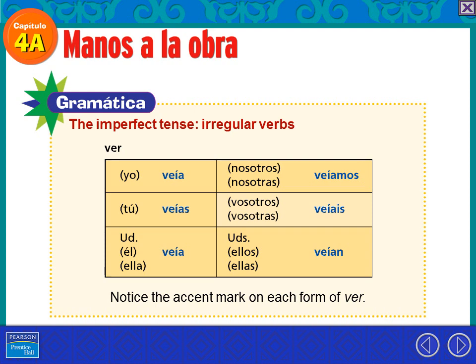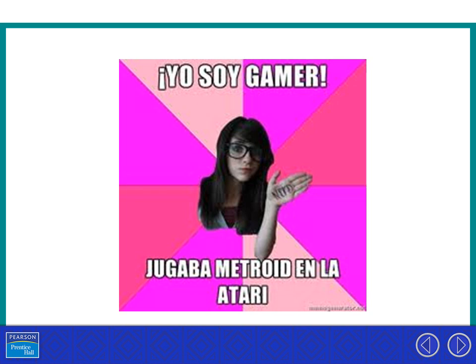Why is it considered an irregular? It doesn't look very irregular. It looks like an ER verb. Well, I do know the answer to that question, Melissa. If you were to take the ER off and then add ía, ías, ía, íamos, and ían, it wouldn't look like this, right? You're right, it would be vía, and that's wrong. So we keep the E. That's the only thing irregular. Yeah, it's easy. You guys are going to ace this.